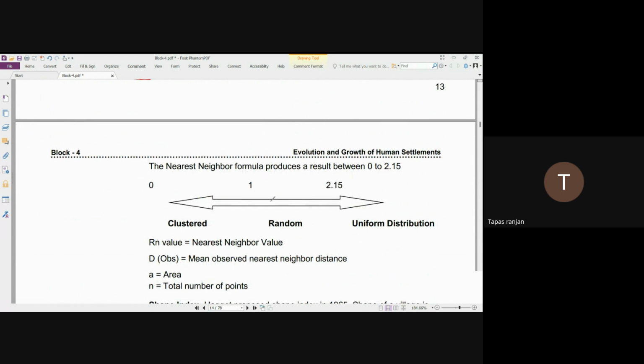If the value is between 0 to 1, then you can simply term that as cluster. If the value is very close to 0, it is very much nucleated in nature, and if the value is close to 2.15, then you will have uniform distribution, and it will be dispersed. Mostly dispersed settlements will be found.